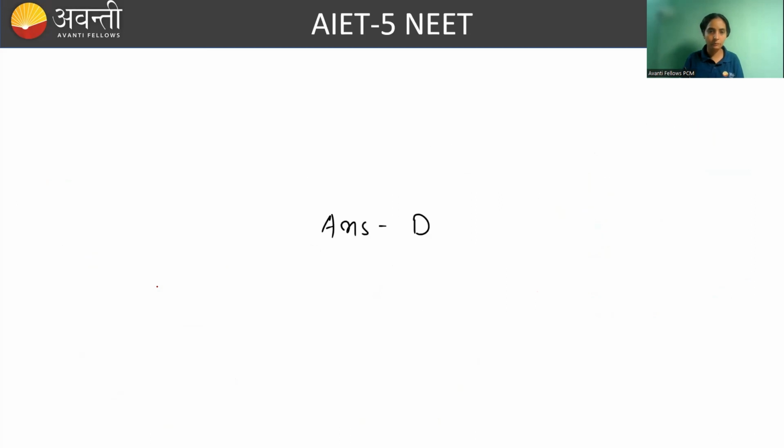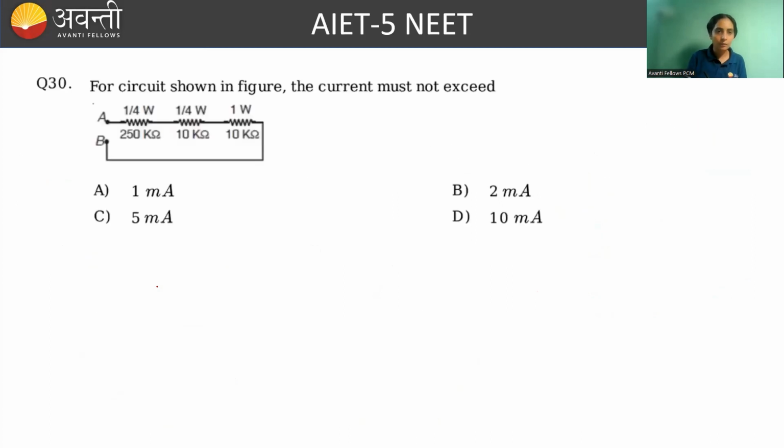Okay, so I have explained it. Now let's move on to this circuit. For the circuit shown in figure, the current must not exceed what value? Over. So how are we going to solve it? You just see here, different resistances are given. There is a resistance of 250 kilo ohm, and across it the maximum power drop can be 1/4 watt. So suppose, what maximum current will go through this resistance.